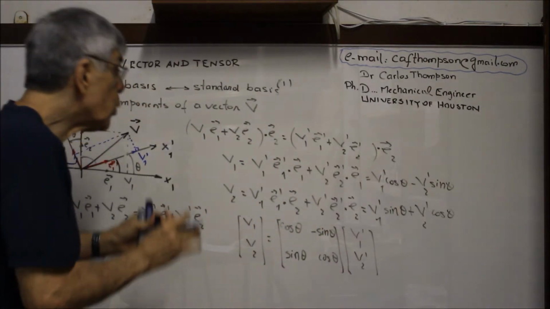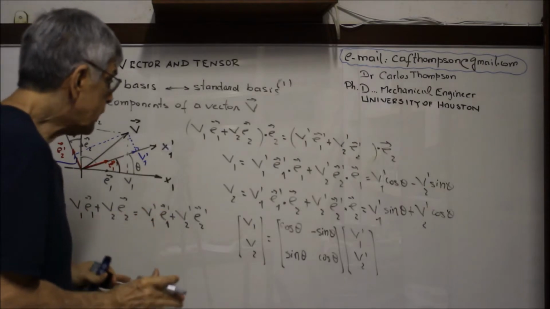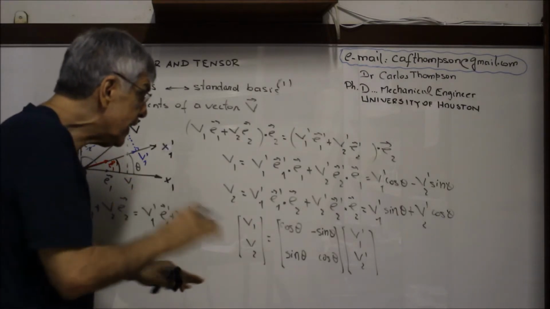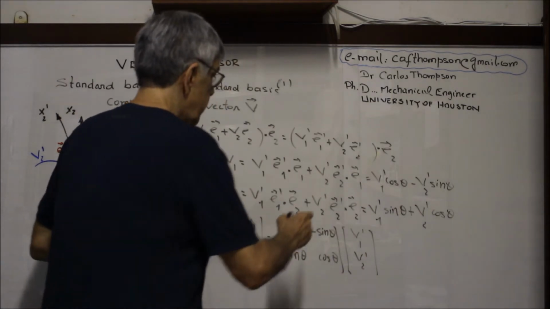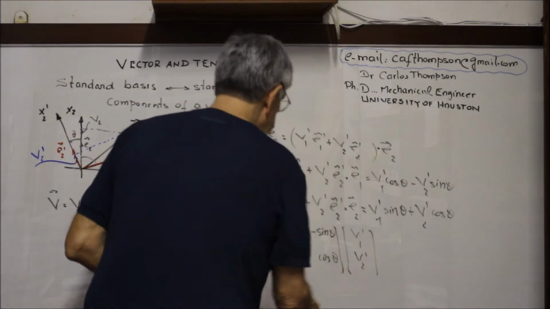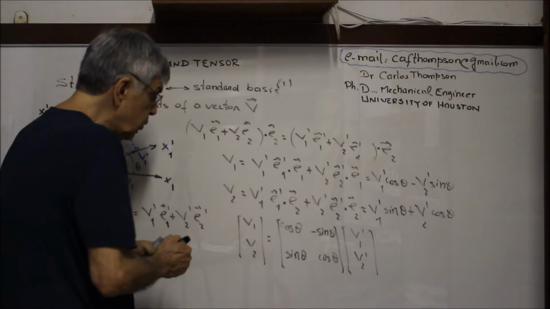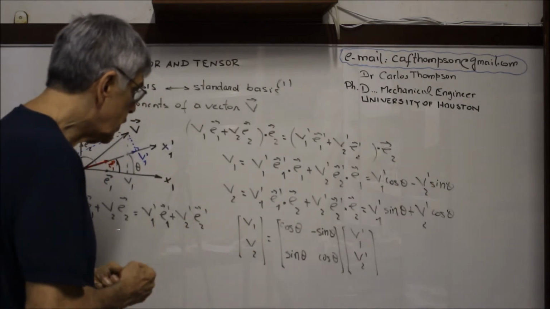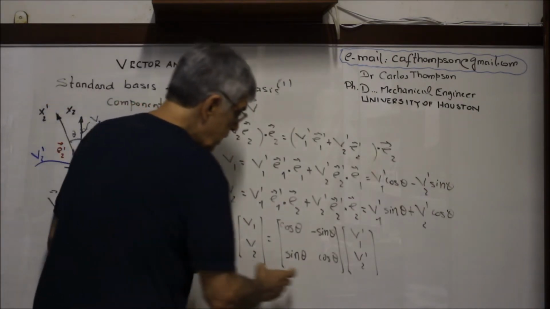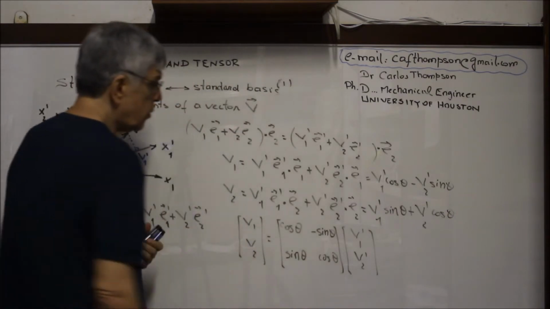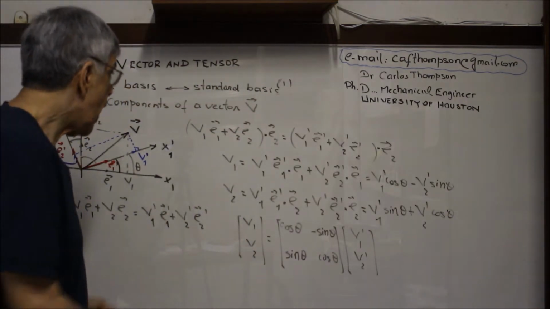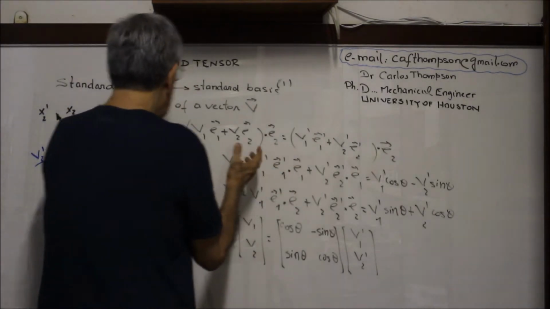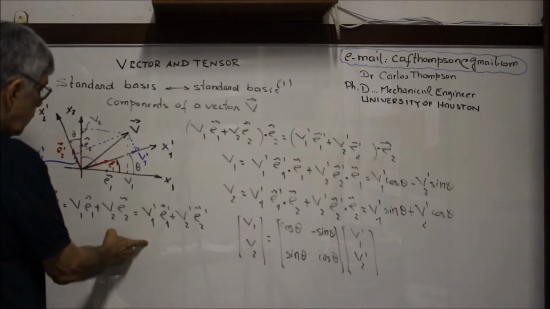Now you are ready, without doing any calculation, to write down V1 prime and V2 prime in terms of V1 and V2. Okay? Look, what I will do: you take the transpose of this matrix. It will be quite easy. I could do a calculation. I write this down here.